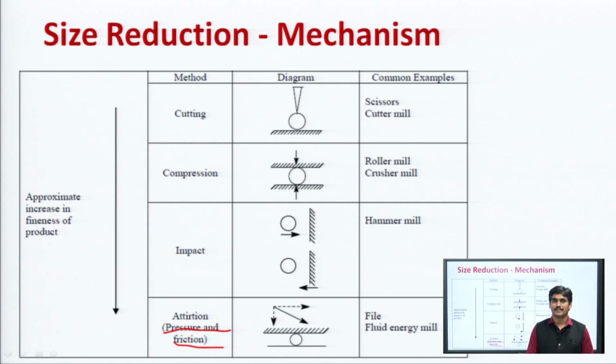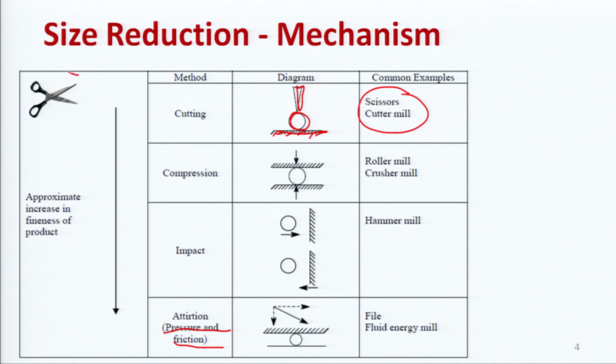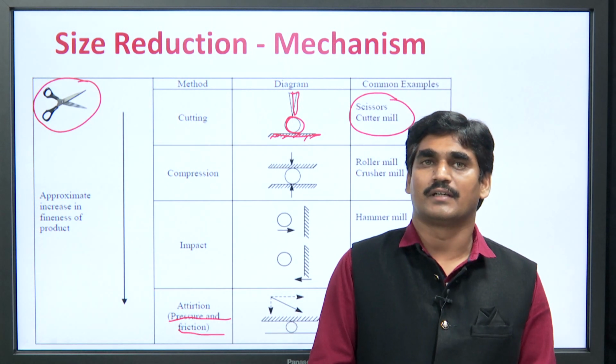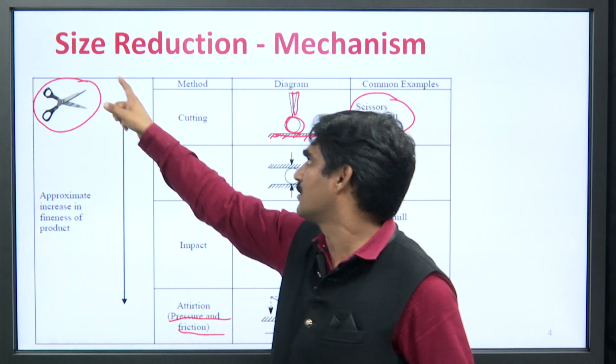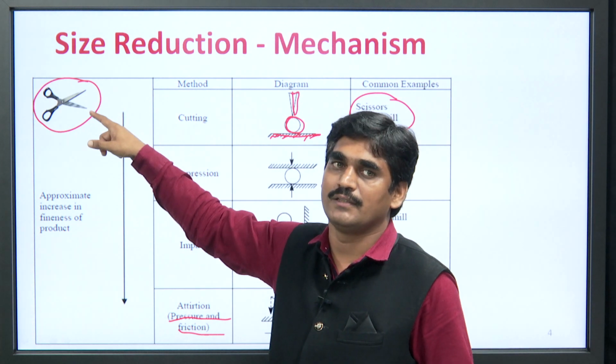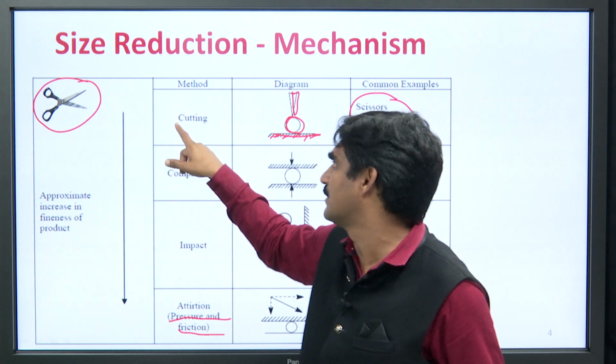So, first method is cutting. As you see the diagram, this is the fixed surface on which a particle of larger size is placed, and with a sharp knife or blade we are applying some pressure to cut the particles. Examples are scissors or cutter mills can be used for cutting. So, you see this scissors we are using for cutting. So, the mechanism which is followed in size reduction by using this scissor is the cutting method.